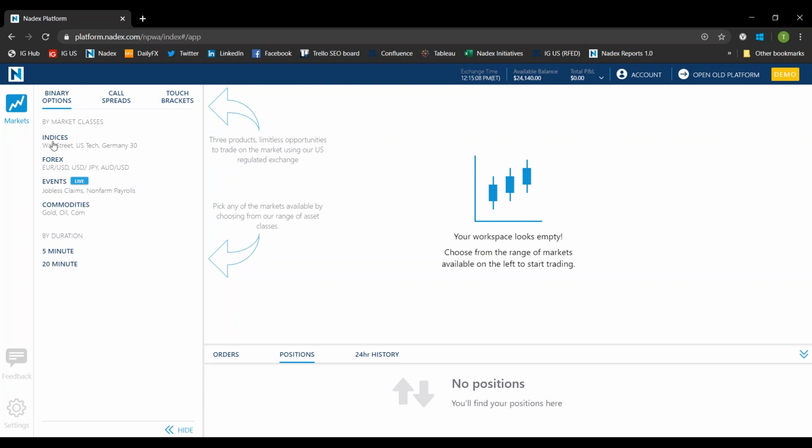And then we've got binaries by market class across the indices, across foreign exchange. We even have events contracts. In fact, there was an event this morning. It was GDP, and there was a binary around the GDP contract, which is now settled.